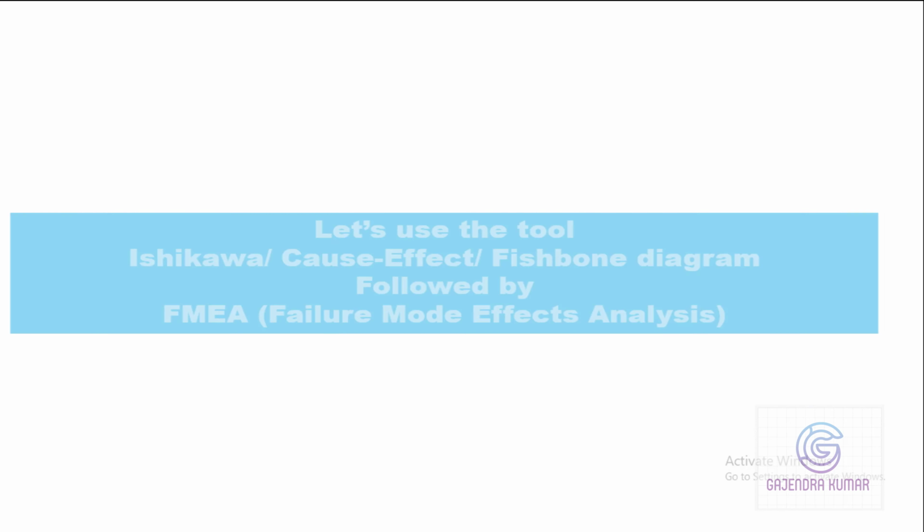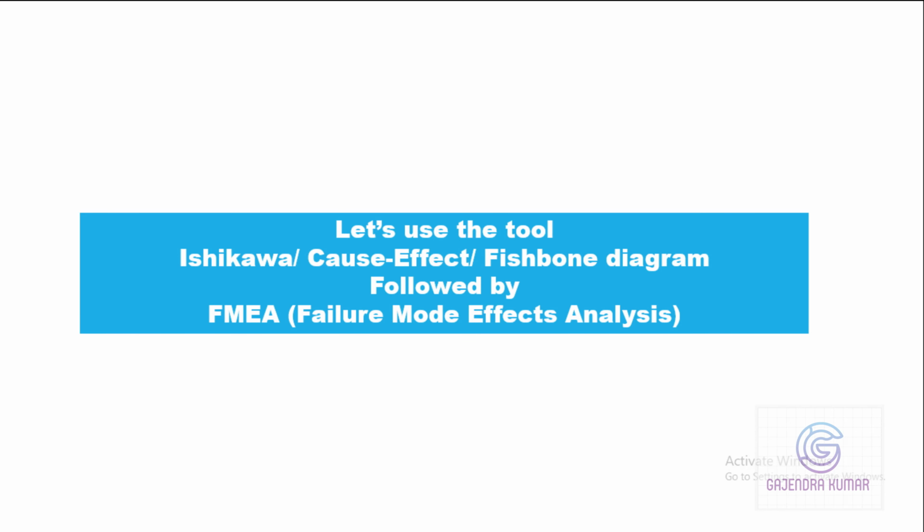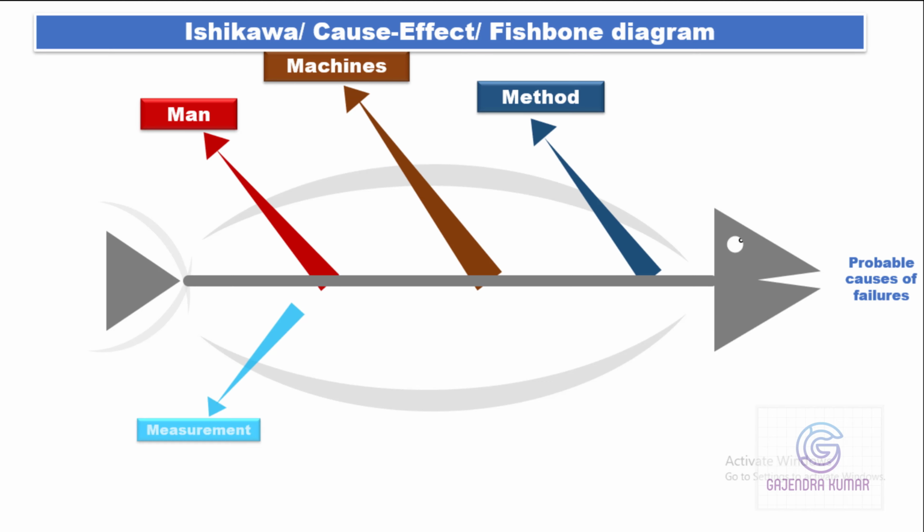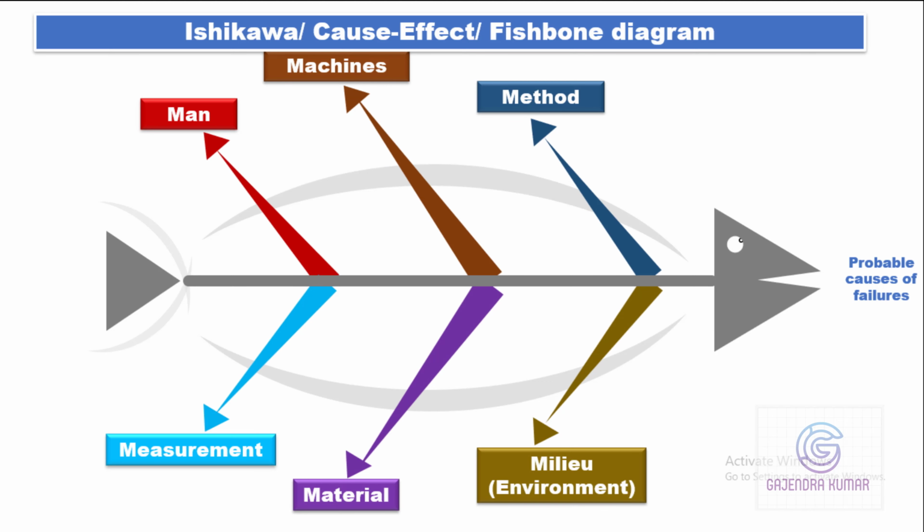Let's identify. So you need to use one tool. Which tool can you use? We will use Ishikawa, that is the fishbone diagram. So this is the fish. You need to identify the probable causes of failures. So let's go with 5M or 6M. It's man, machine, method. These are the causes associated.